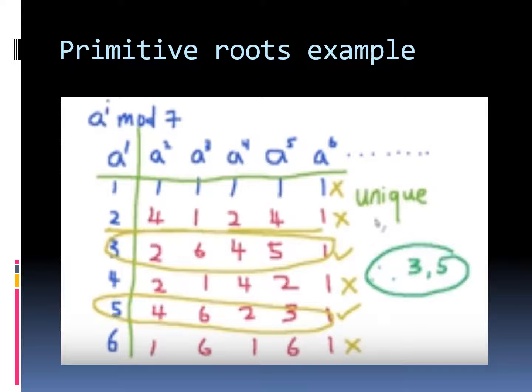So column wise we have written 1, 2, 3, 4, 5 and 6. Now, row wise, we need to write a power 1, a power 2, a power 3, a power 4, a power 5 and a power 6 along with mod 7. So, calculate for all. Here a is equal to 1, 2, 3, 4, 5, 6. After calculation, we'll be able to see that unique elements are seen in row 3 and row 5. Hence, 3, 5 is the primitive root of 7.